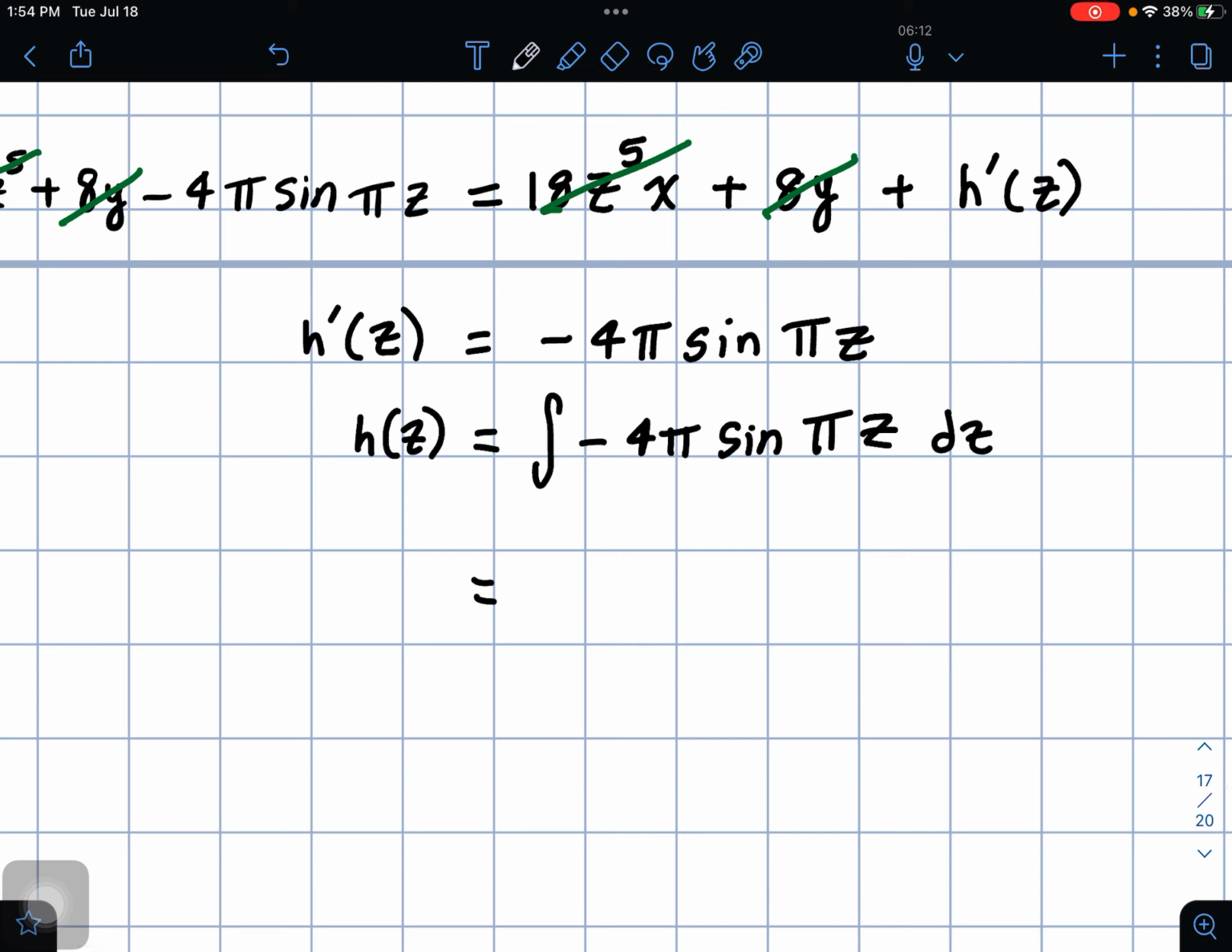Okay, what is this? So when we go backwards, it goes to cos, so this is positive, right, because it's going backwards. And so I'm gonna write that. So 4 pi cos pi z, and then what you do is you divide by whatever's inside, like the derivative of it. So this is just pi.